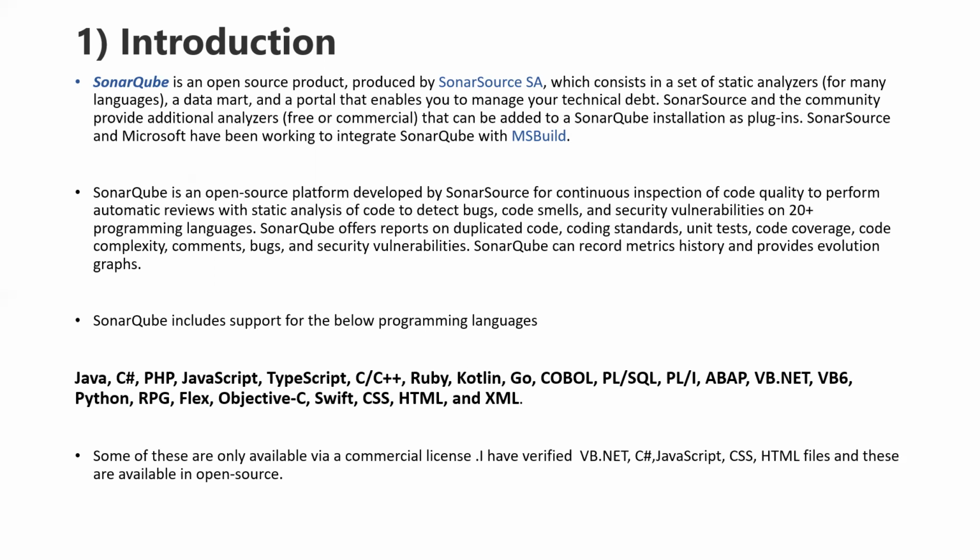As I mentioned, it's an open source platform developed by SonarSource for continuous inspection of code quality. It supports 20 plus programming languages. It offers reports on duplicated code, coding standards, unit tests, code coverage, code complexity, comments, bugs, and security vulnerabilities. SonarQube can record a metric history and provide evaluation graphs as well. But that seems to be in the commercial version and is not part of open source. So let's quickly get into the next slide.